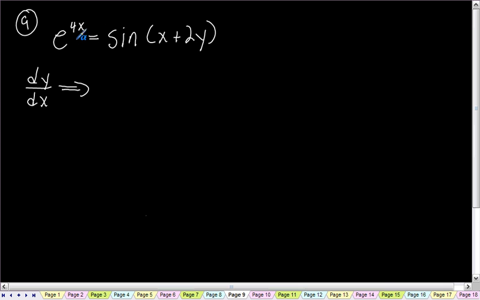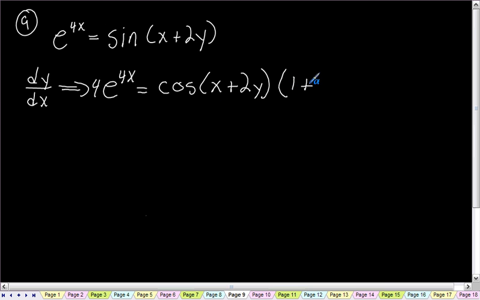The derivative of that is, so we write it again, times the derivative of this part, which is 4. So this will be 4e to the 4x. That's that one right there. This is the derivative of the sine times the derivative of the inside. The derivative of the sine is cosine, and the inside stays the same. And now comes the derivative of the inside: the derivative of x is 1, plus the derivative of 2y, which is 2 times the derivative of y, which is dy/dx. That's what that is. So we do have a dy/dx here.